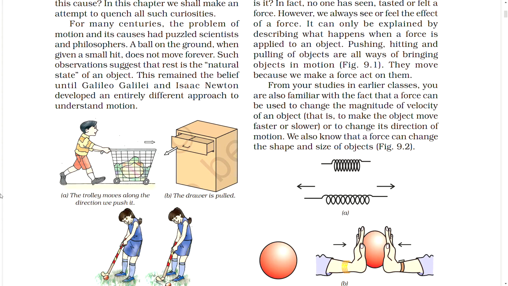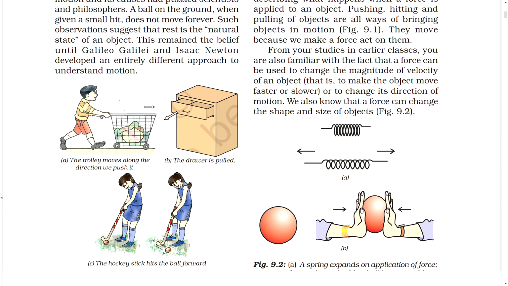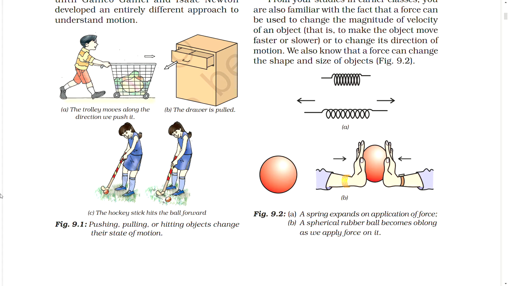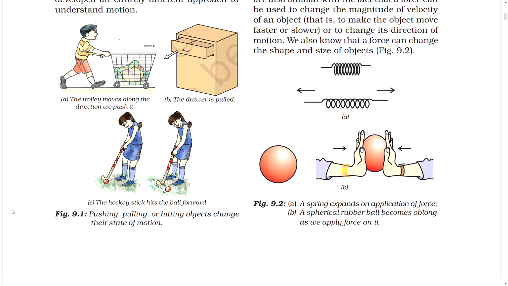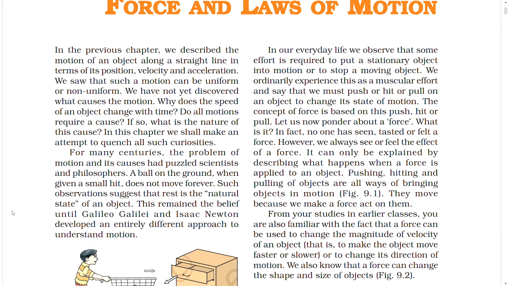A. The trolley moves along the direction we push it. B. The drawer is pulled. C. The hockey stick hits the ball forward. Figure: pushing, pulling or hitting objects change their state of motion. In our everyday life, we observe that some effort is required to put a stationary object into motion or to stop a moving object. We ordinarily experience this as a muscular effort and say that we must push or hit or pull on an object to change its state of motion.